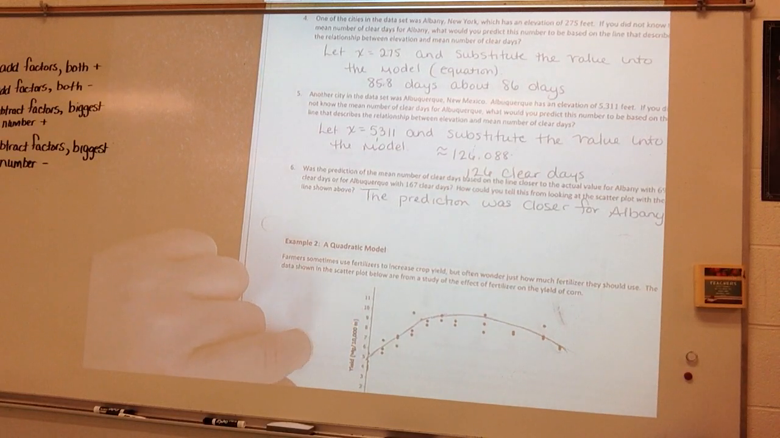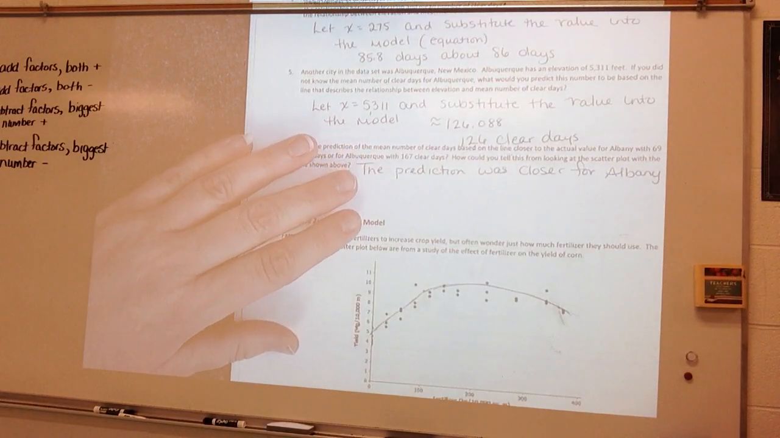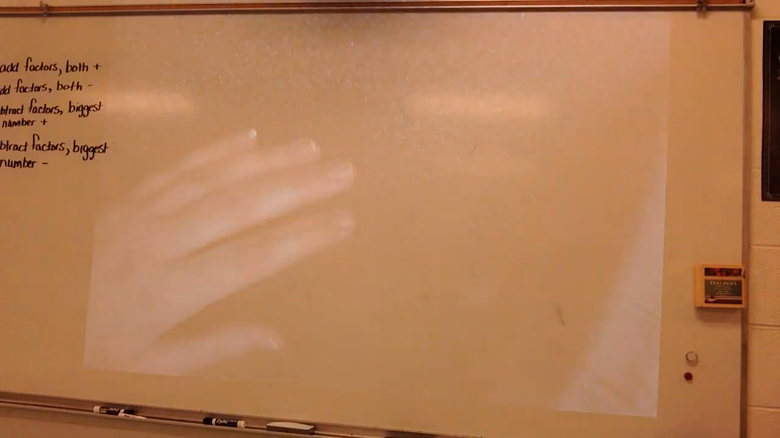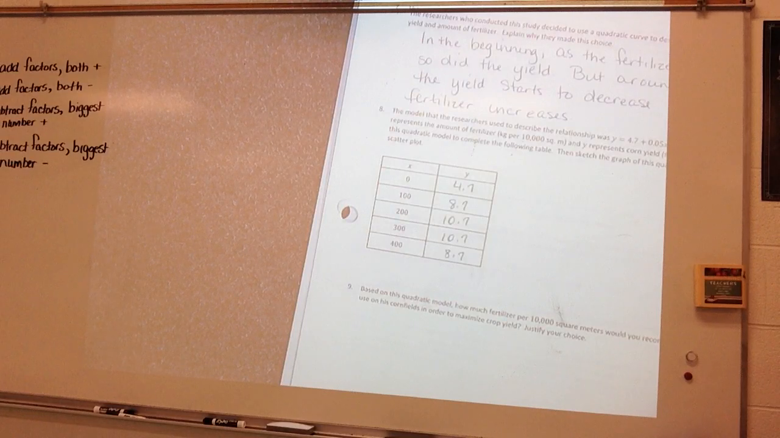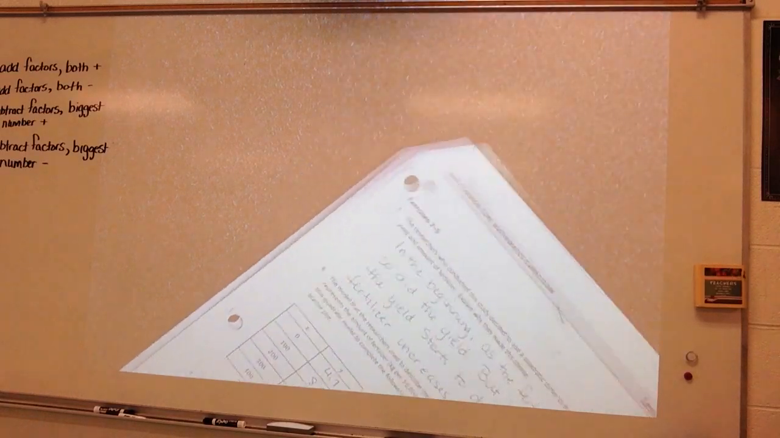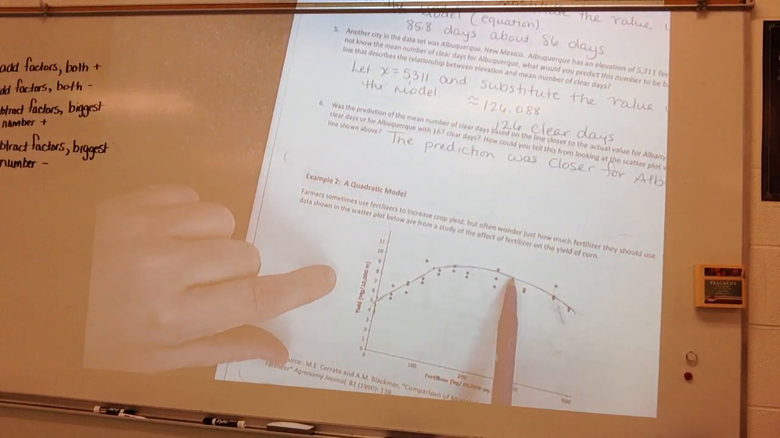All right, it's going to go about like that. Based on the quadratic model, how much fertilizer per 10,000 square meters would you recommend that a farmer use on his cornfield in order to maximize crop yield? Justify your choice. Well, where are we going to get the most crop?